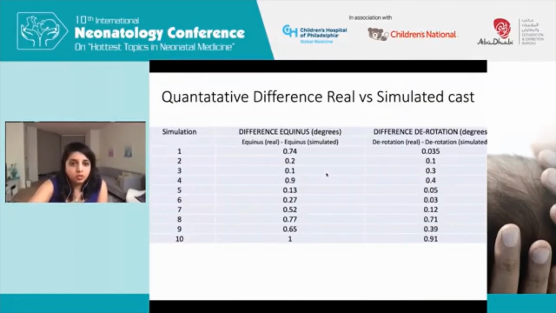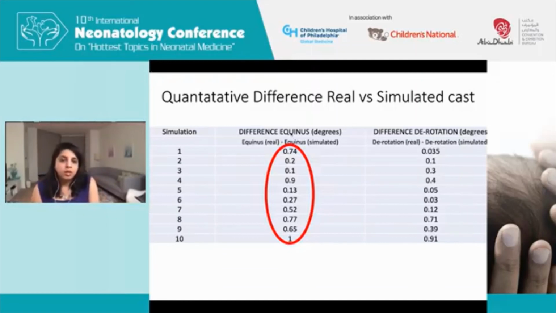So visually it looked great, but we also wanted to measure the angle. So this is a small subset of the simulations that we did for all these patients. And what we can see is when we measure the angle of equinus, we were able to match it to the real cast within 1 degree. And then the same thing when we were measuring the derotation, the correction of the derotation of the foot, when we compared the real cast to our simulated cast, we were able to match it within 1 degree.